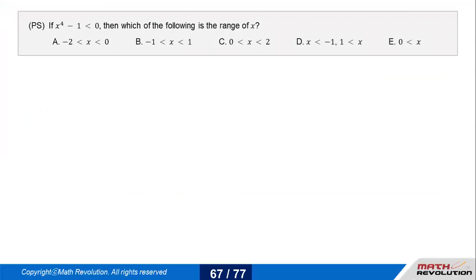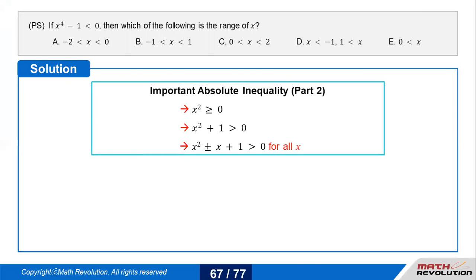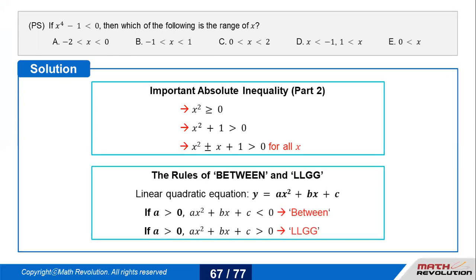So let's talk about this question which says x to the power 4 minus 1 is less than 0. Then what is the range of x? Now we know there are three rules. x square is greater than or equal to 0. x square plus 1 would be greater than or equal to 0, would be greater than 0. And x square plus minus x plus 1 is greater than 0 for all x. So the rule is between an LL and GG.